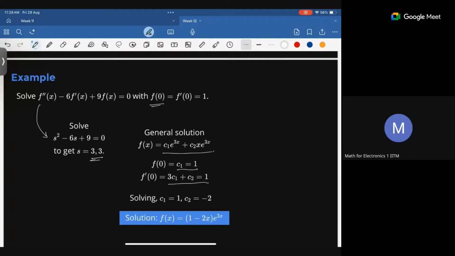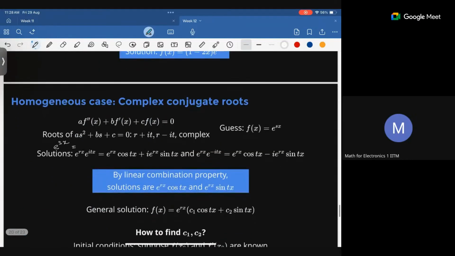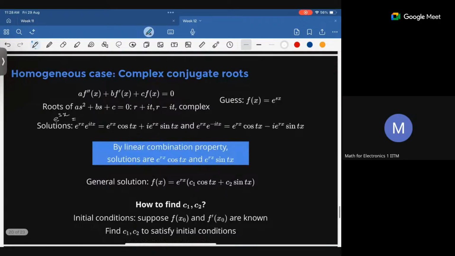Okay. If it has complex conjugate roots, something like r plus it and r minus it, then the solutions are e power rx into e power itx and e power rx into e power minus itx. Then it is just the linear combination of these things. And the general solution is what is important for us.